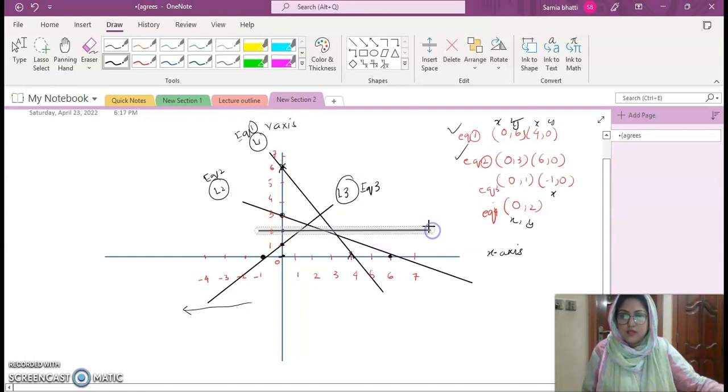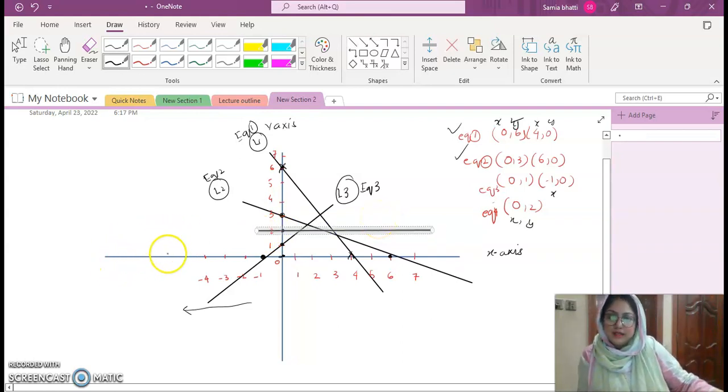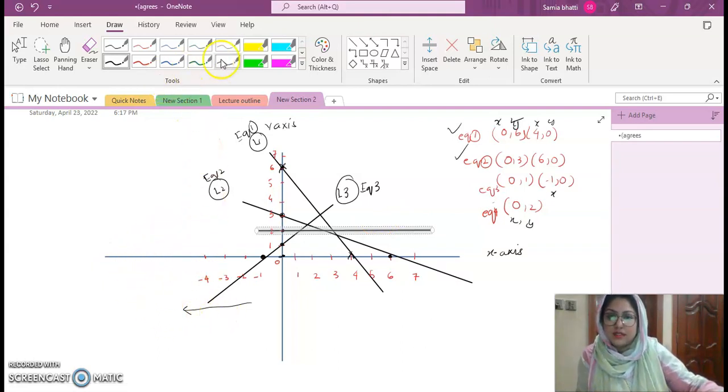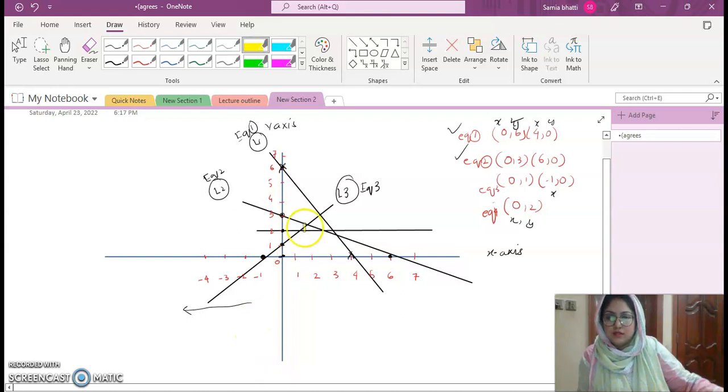All right. Having done this whole thing, you will see here that there is a closed region being created. Where is the closed region? Let me highlight it. You will see a space which is enclosed. This region is enclosed, and this enclosed region we call the feasible region or feasible space.